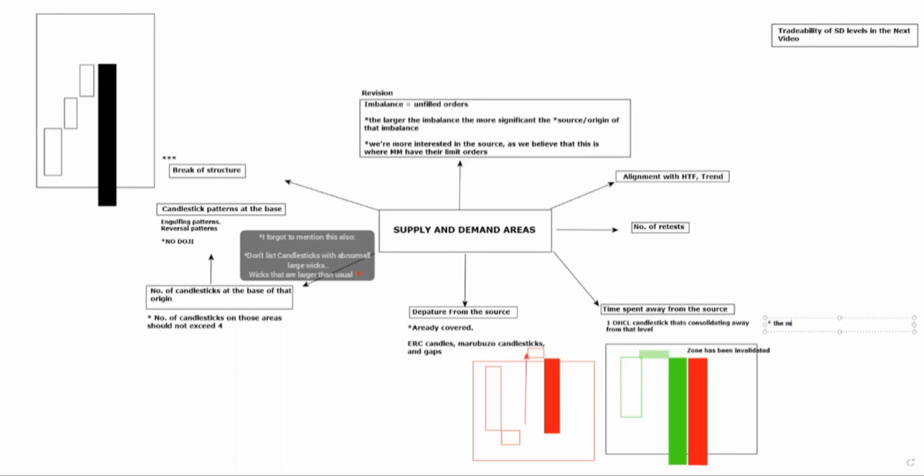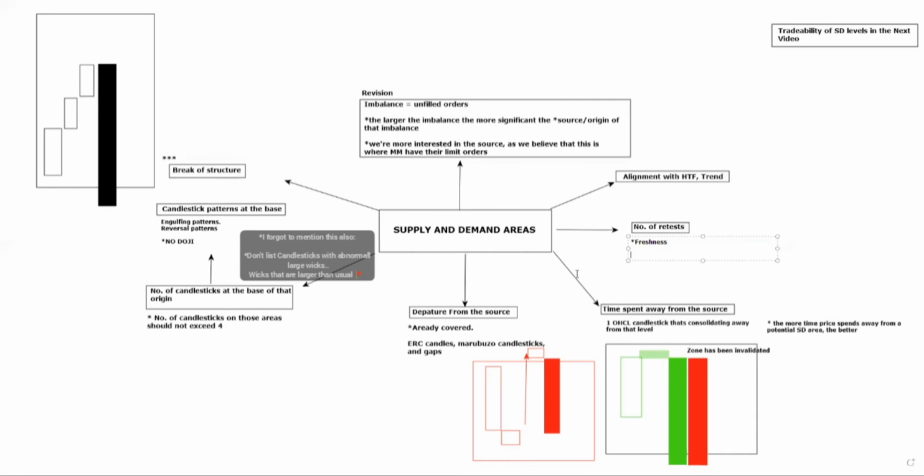And also with this, the more time price spends away from that zone, the better. Now here we're talking about the number of retests, aka freshness. You have your break of structure, you have your consolidation away, right? You have an engulfing pattern, right, before the start of that large imbalance.